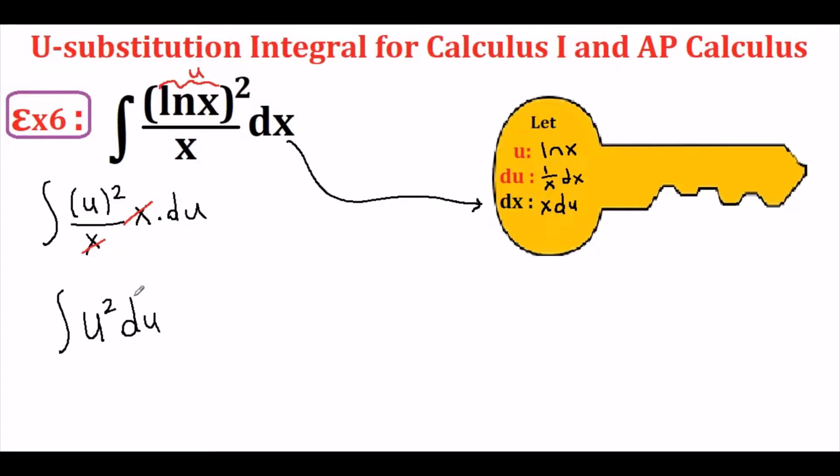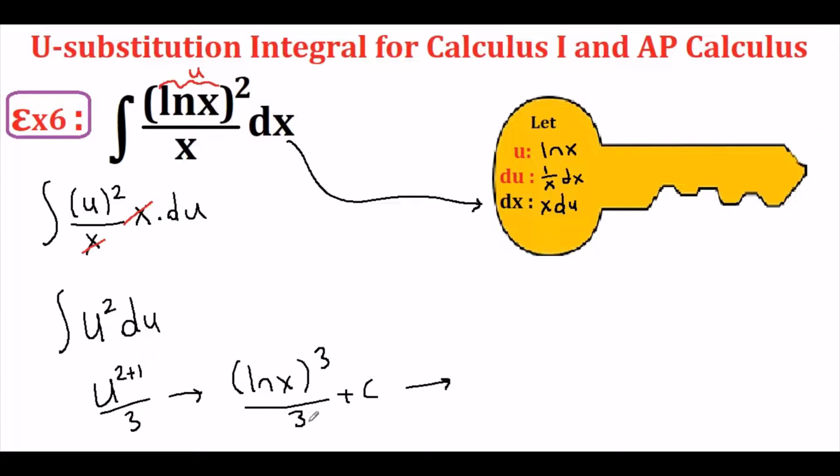Now we know how to take the antiderivative of this. We add 1 to the power and divide by the same. And if you bring u back, which is ln of x raised to the 3rd power divided by 3 plus c. If you would like to pull 3 in front, 1/3 ln of x raised to the 3rd power plus c. Either form is correct.